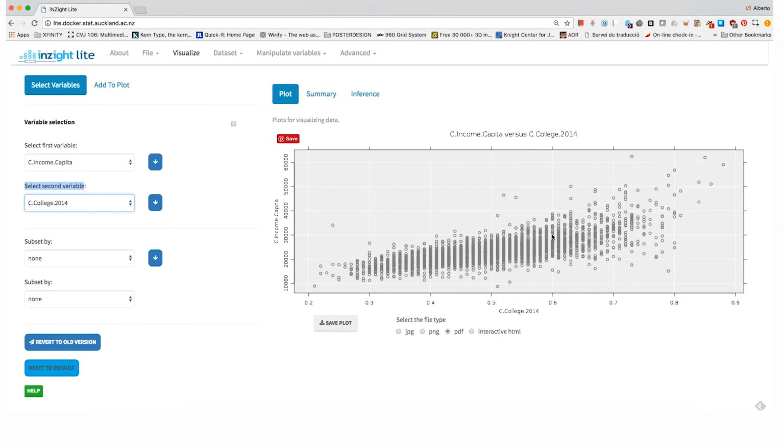A scatter plot is a plot that shows you the relationship between two continuous quantitative variables. On the x-axis, we have people who have college degrees. 0.5 means 50%. So it's 50%, 60%, 70, 80, 90%. So the position on the x-axis is proportional to the percentage of people who have college degrees, county by county. And then the y-axis, the vertical axis, is income per capita, right? So the higher a little circle is on the y-scale, the larger the income per capita.